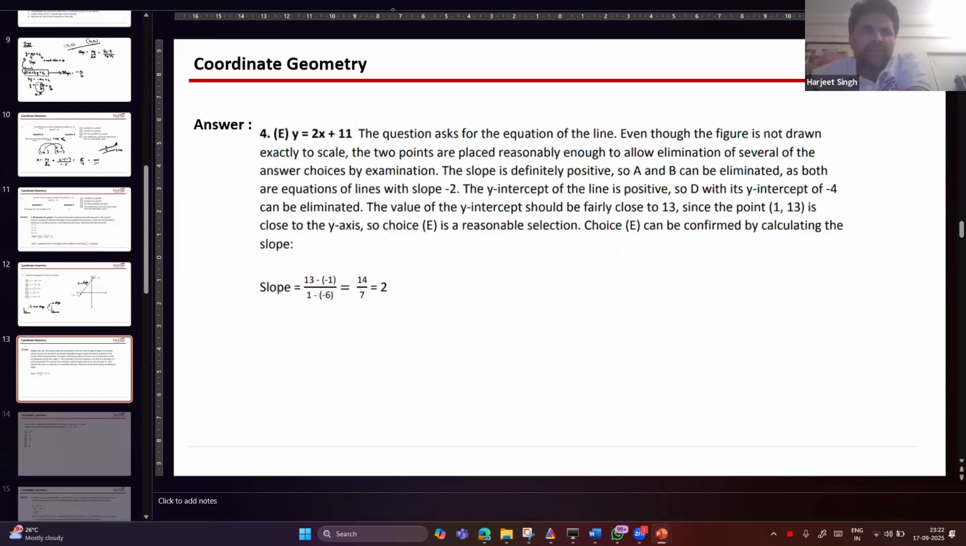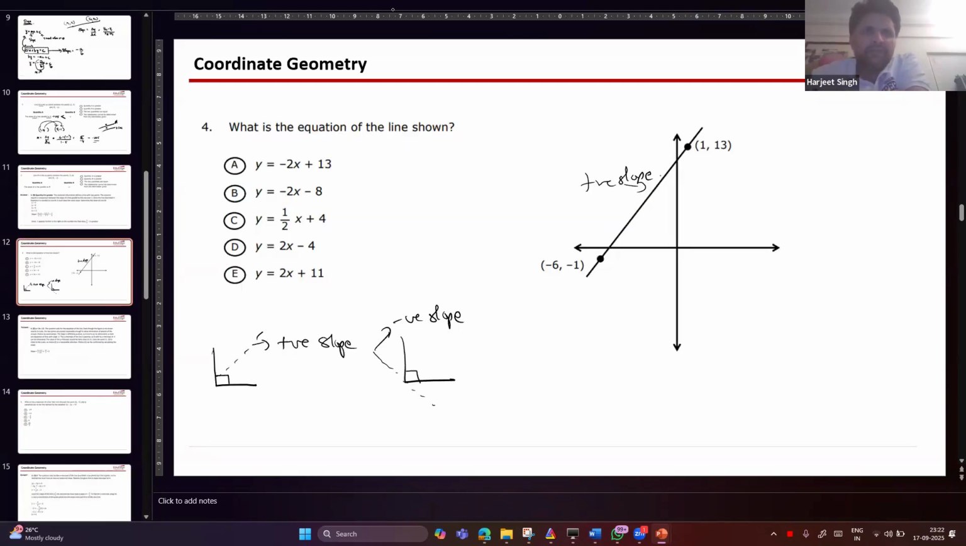So what do you think is the equation of the line? D. Which one? D. Sure. Not really.